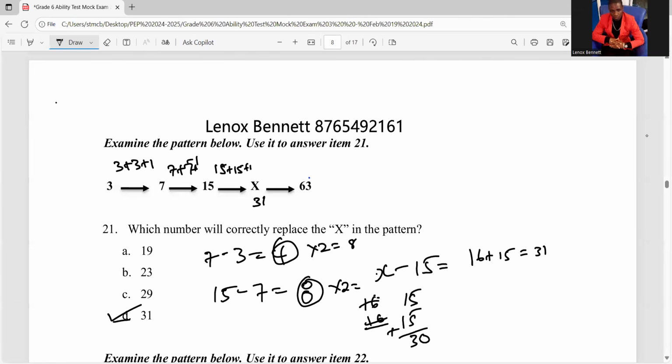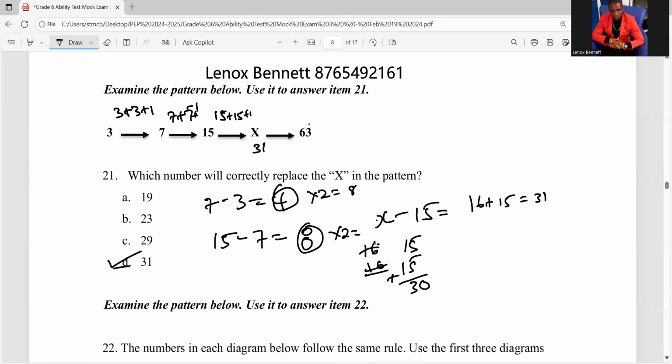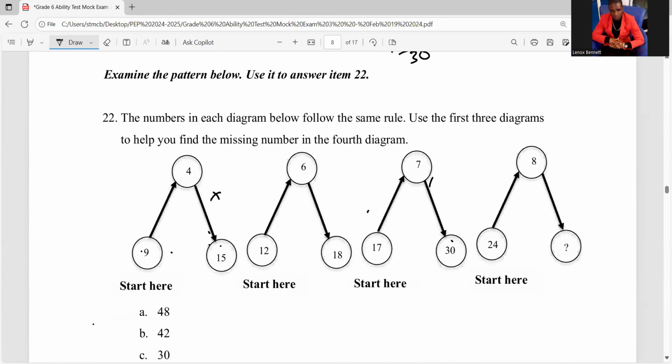You see that, guys? That's why we have to listen to students and get different perspectives. Both of you are correct, but both of you looked at it differently. This next one is a bit challenging.